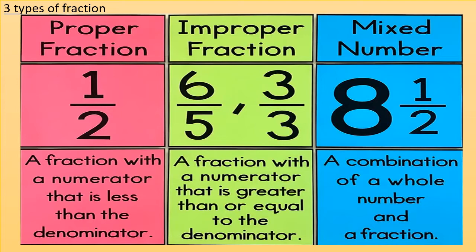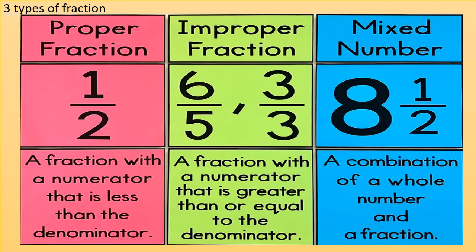So what is a proper fraction? A fraction with a numerator that is less than the denominator. Now see the example 1 by 2. In this the numerator 1 is less than the denominator. So in a proper fraction the numerator is always less than the denominator.